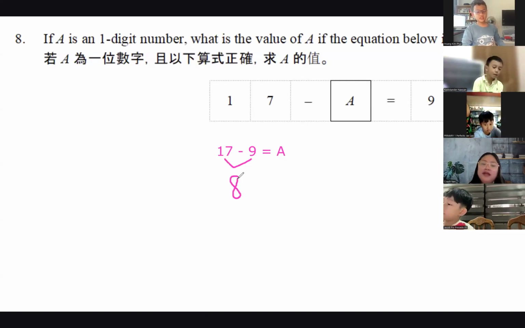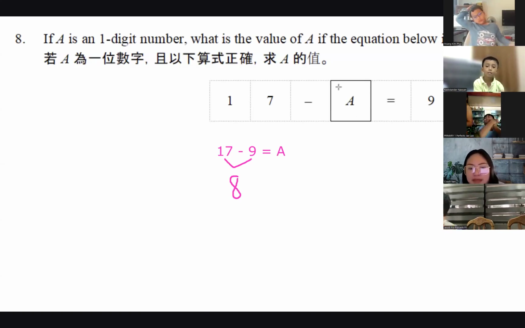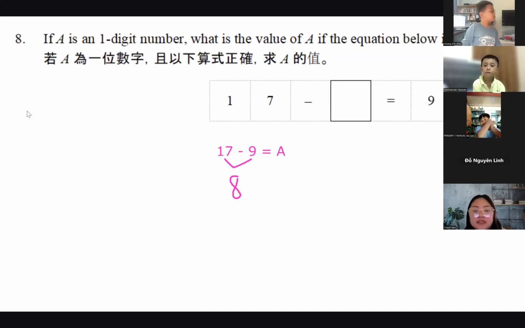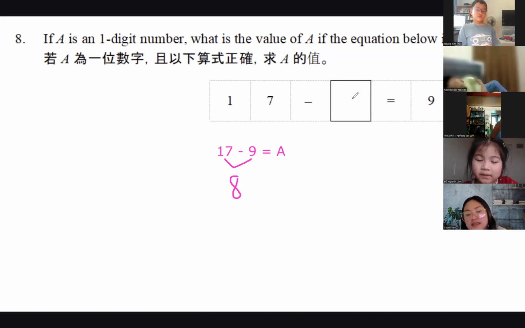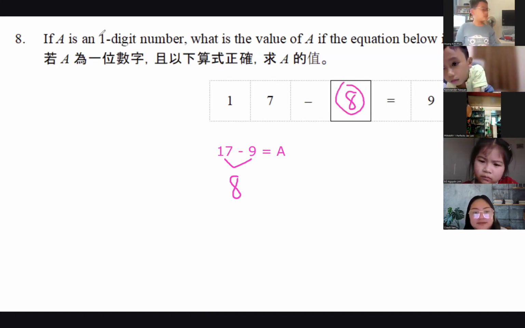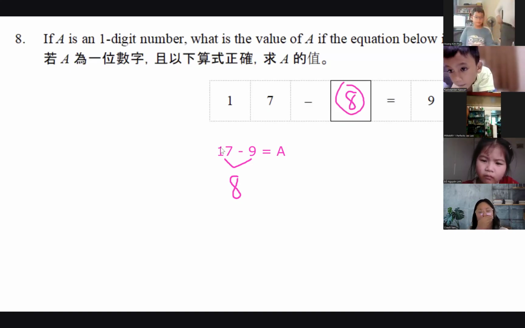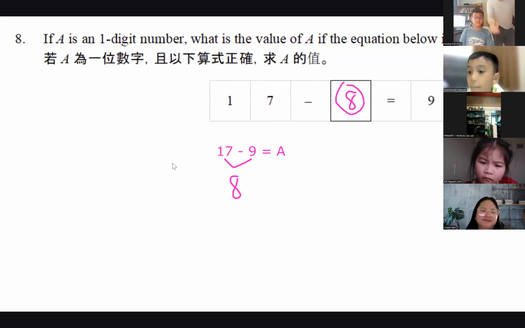And before you answer that, you need to check. For example, if you replace A with 8, does it give you 9 if you do 17 minus 8? Yes, it does, right? So that means the answer is 8.